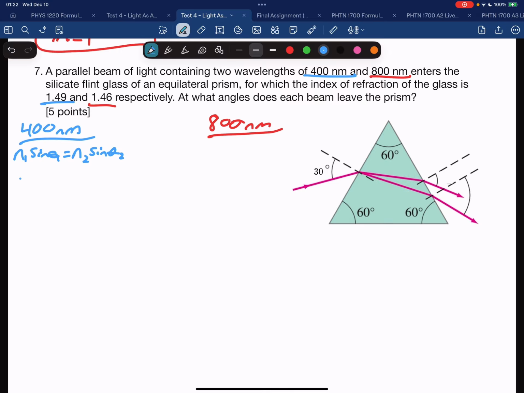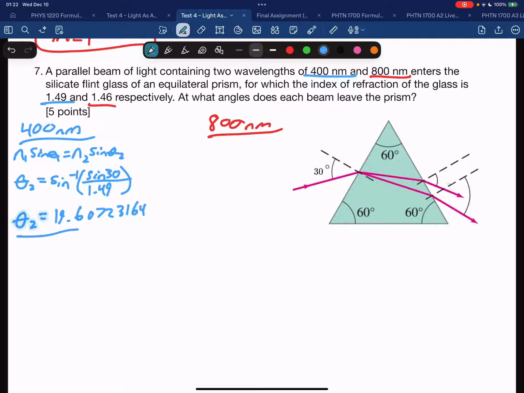Rearranging this for theta 2 equals sine inverse, arc sine, whatever you want to call it, times the sine of 30 over the 1.49 value. And here we are assuming that outside of the prism there is air, so that prism is surrounded by air, so n1 is equal to 1, so we basically just ignore it here. This leaves us with a theta 2 equal to 19.6072316.